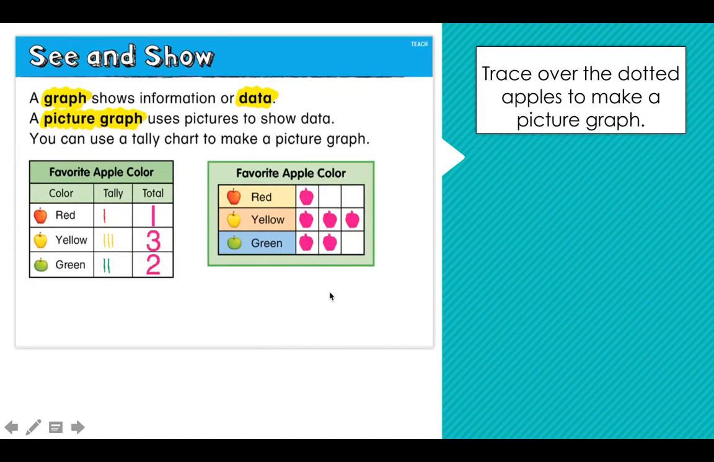Go ahead and shade in your apples now to make your picture graph. Our tally chart and our picture graph, although they look different, show the same data. Our tally chart uses tally marks to show data, and our picture graph uses pictures to show data. After you've finished shading in the apples, we are going to move on to the next problem.